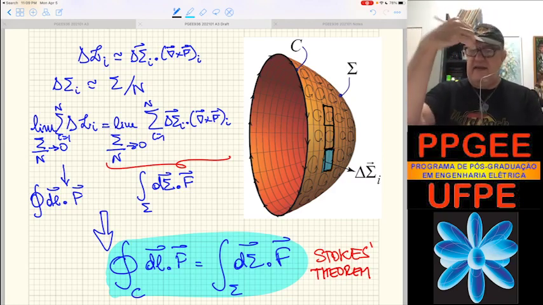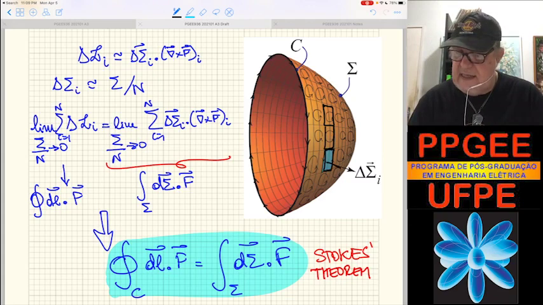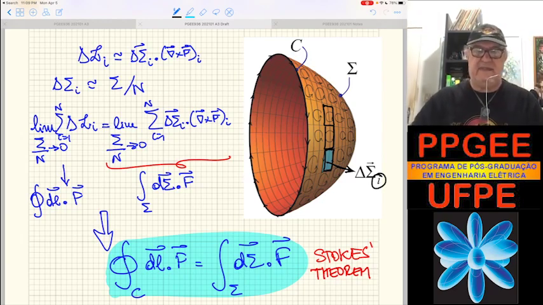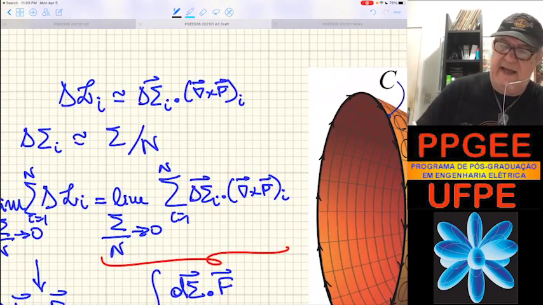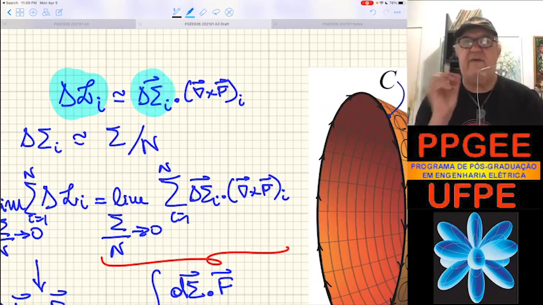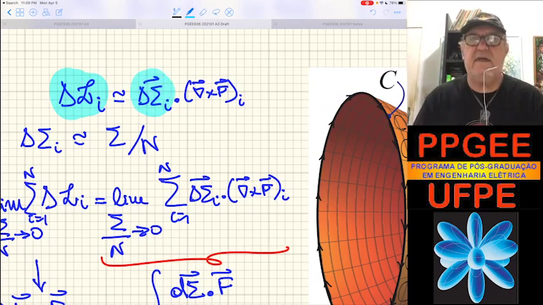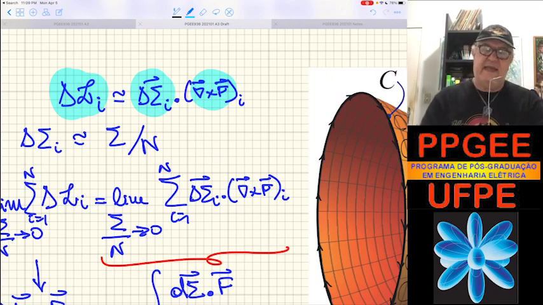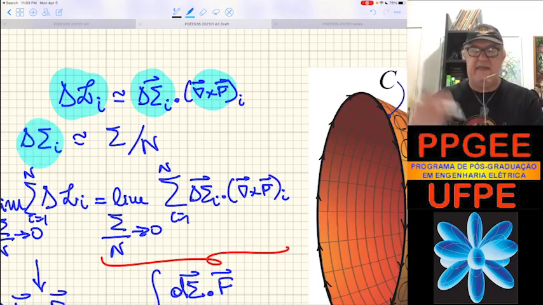Always doing like this, right? That's the i-th element. We subdivide the surface into n different areas, curved surfaces, small surfaces. The i-th microcirculation is approximately the area element times the curl at the i-th cell. Again, this is just to have an idea: this is the area divided by n, approximately.